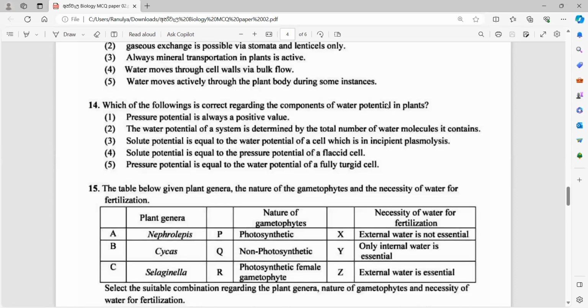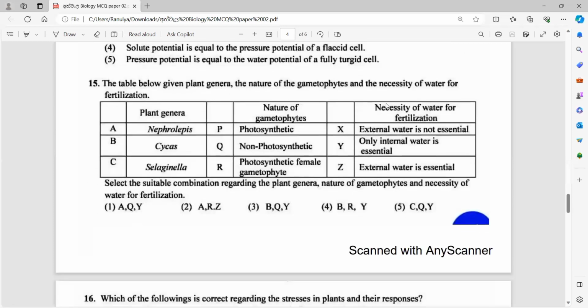The table below gives plant genera, the nature of the gametophyte and the necessity of water for fertilization. Select the suitable combination regarding the plant genera, nature of gametophytes and necessity of water for fertilization. Now here, Nephrolepis, Cycas, Selaginella. Then gametophyte: photosynthetic, non-photosynthetic, photosynthetic female gametophyte, external water not essential, right?